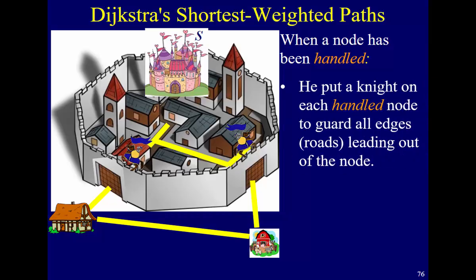Now, in the meantime, we're going to have some guards which are going to guard the roads. Because some of the edges are going to be handled edges. Right? What's the definition of a handled edge? Well, when you handle a node, right, the nodes in the city have been handled, right? And when you handle a node, then you look at all of its edges. We know about the edges from it. So those will be handled edges. And those handled edges we're going to say are guarded by a knight, right?